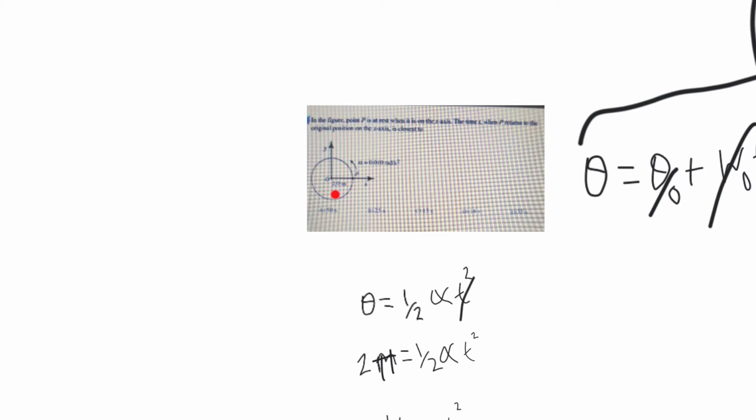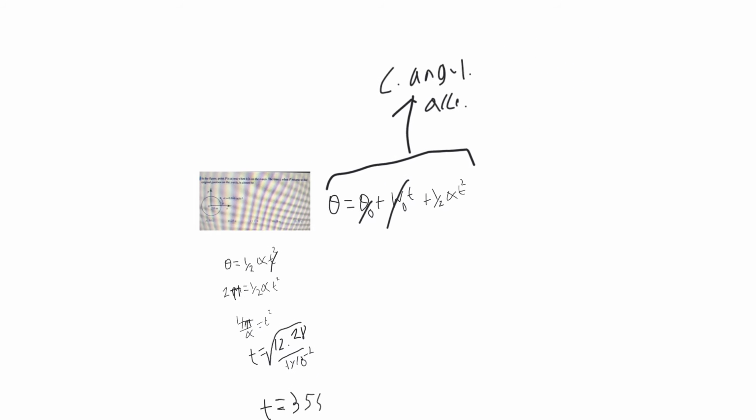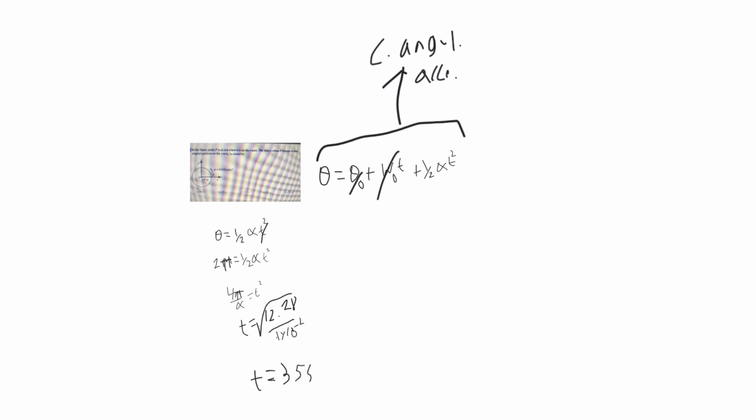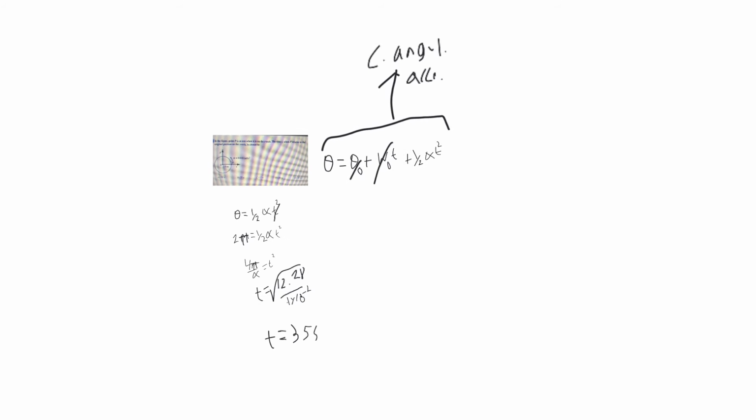So as we know, if it goes all around there, that's going to be 2 pi because it does a full circle. It returns right to where it was, 360, right? So knowing that, we know that we're working with a constant angular acceleration, and the equation for that is going to be theta equals the initial angle plus the initial angular velocity times time plus half of alpha times time squared, right?